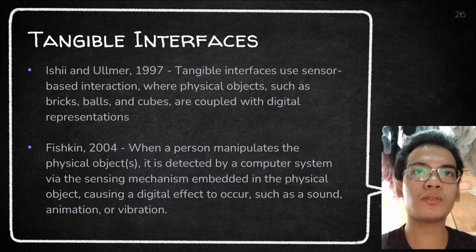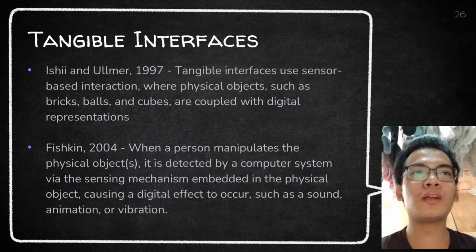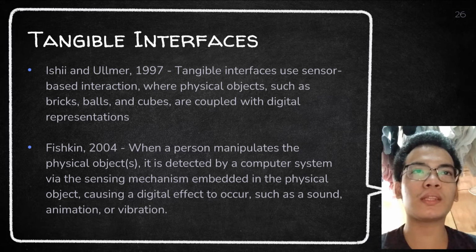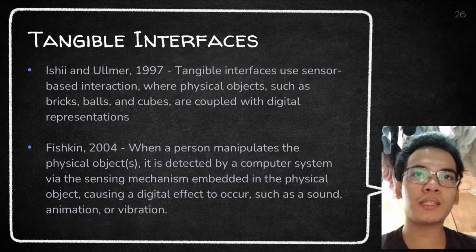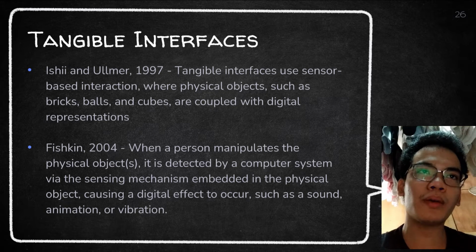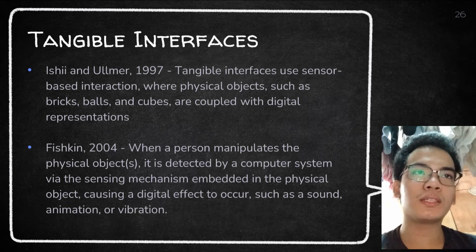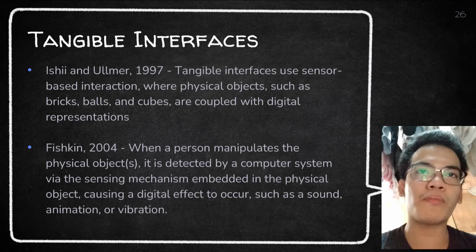Tangible interfaces use sensor-based interaction where physical objects such as bricks, balls, and cubes are coupled with digital representations. When a person manipulates the physical objects, it is detected by a computer system via a sensing mechanism embedded in the physical object, causing a digital effect to occur, such as a sound, animation, or vibration.